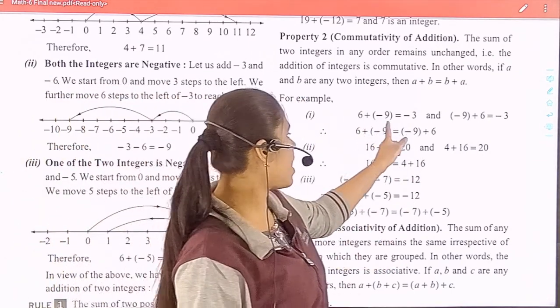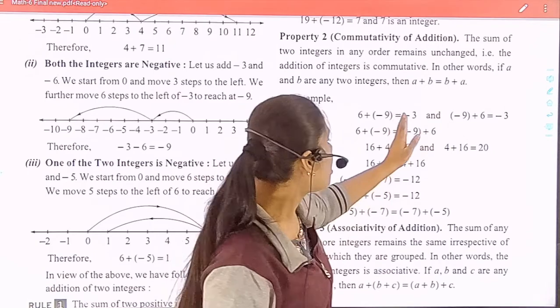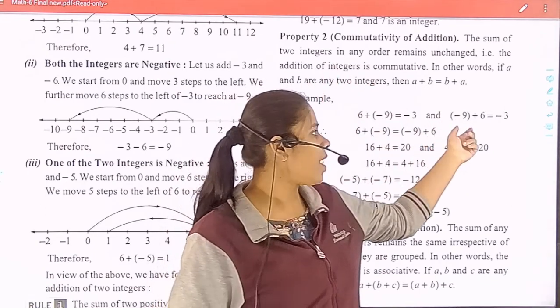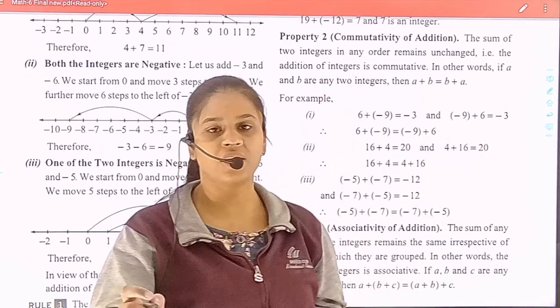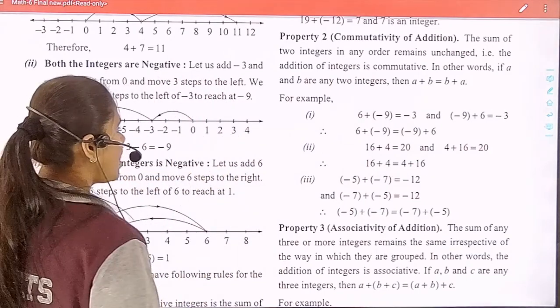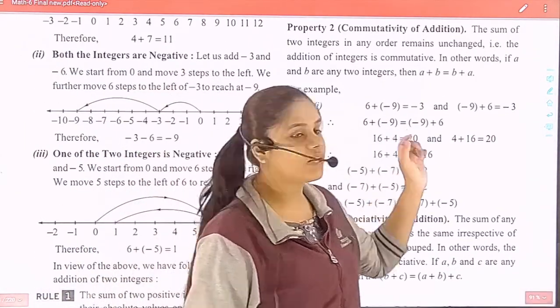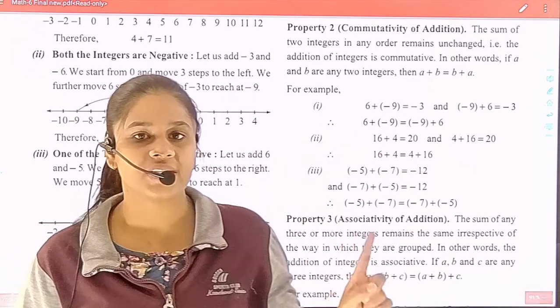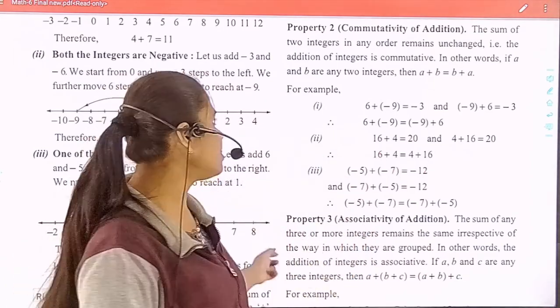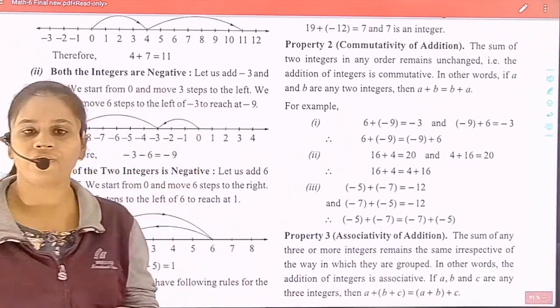6 प्लस -9 इज इक्वल टू -3. अब मैं अगर इसको रिवर्स भी कर दूं, -9 प्लस 6 इज इक्वल टू -3. नेक्स्ट वन, 16 प्लस 4 इज इक्वल टू 20. 4 प्लस 16 इज इक्वल टू 20. That is known as commutative of addition.